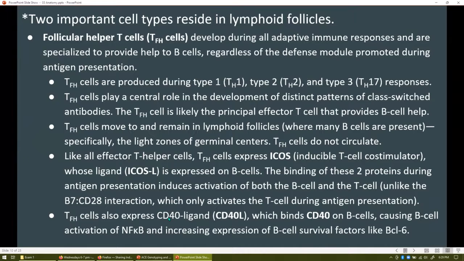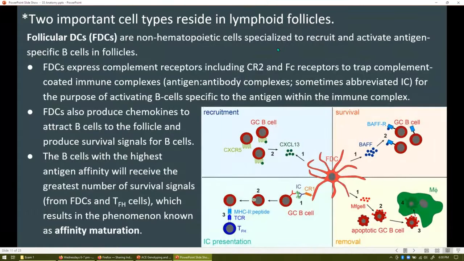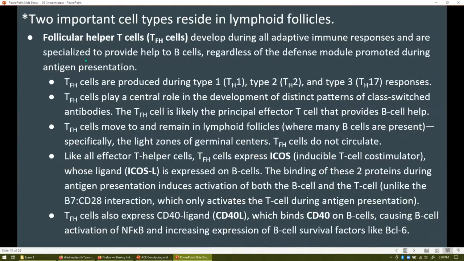TFH cells also express the CD40 ligand, which binds CD40 on B cells, and this causes the activation of NF-kappa B in the B cell and increases the expression of B cell survival signals like BCL6, anti-apoptosis protein. So B cells that manage to capture antigen are going to receive this CD40 ligand from T cells and be allowed to survive. So it really does drive survival of the B cell. They are competing literally to survive. Pretty brutal place in the lymph node. So that was my spiel on TFH cells.